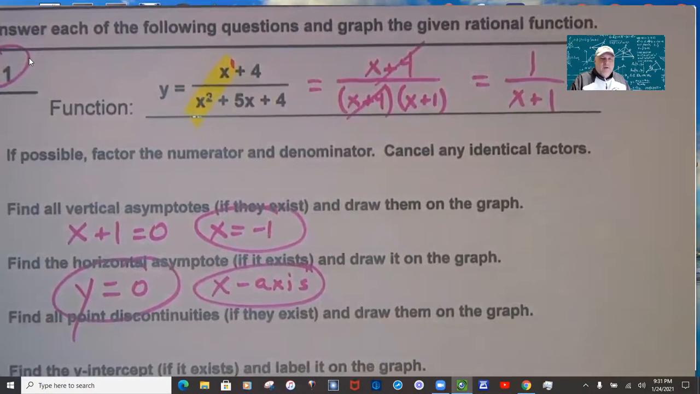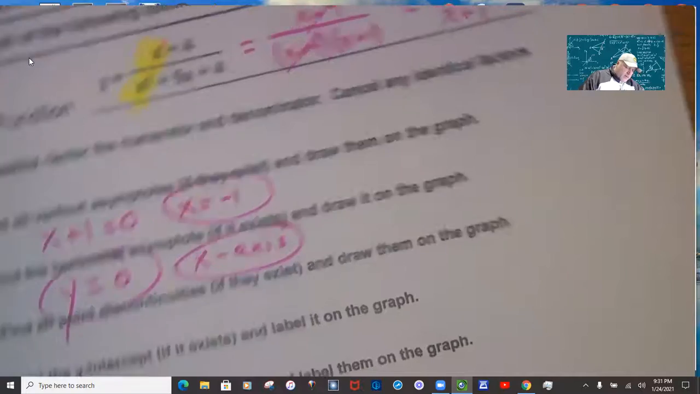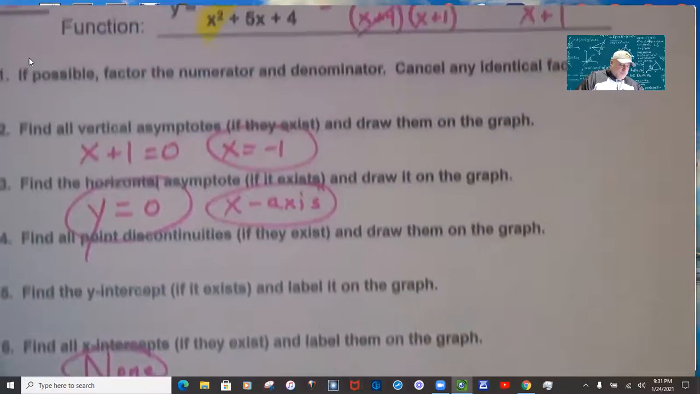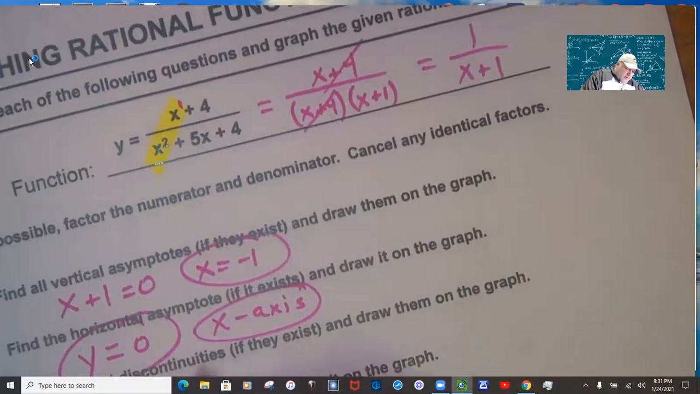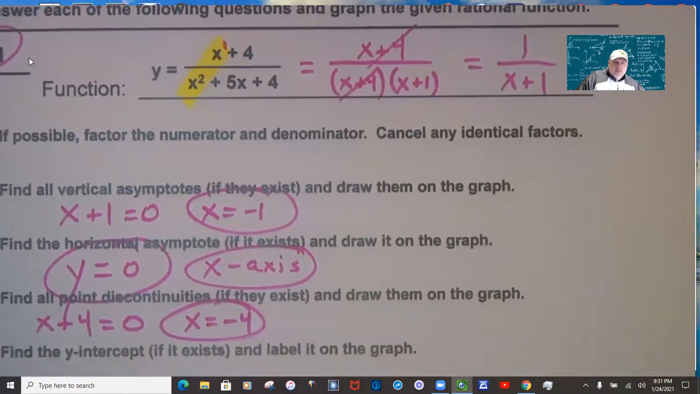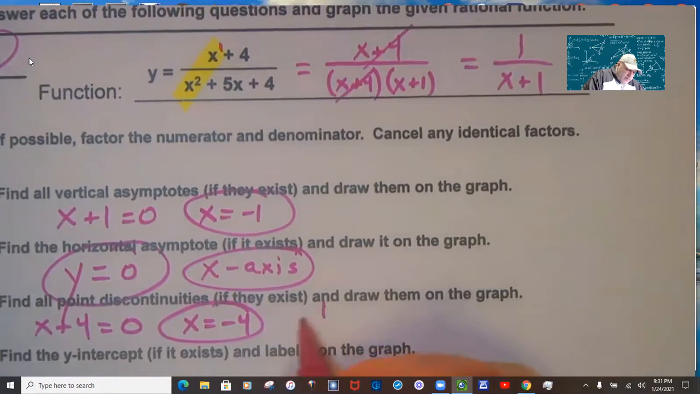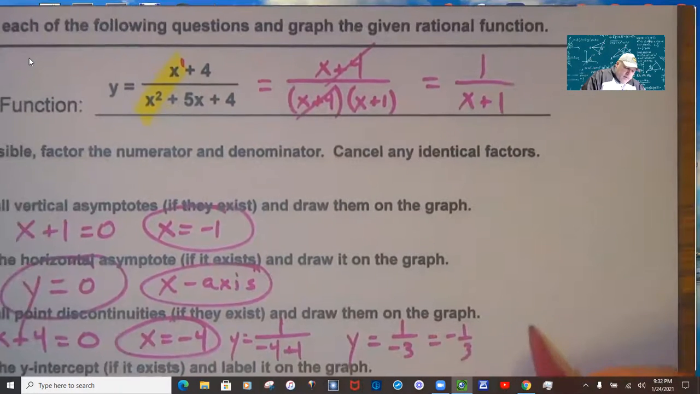If the x squared was in the numerator and the x to the first was in the denominator, then there would be none. So that tells me there's no oblique asymptotes. Again, we will deal with those later. Point discontinuities. We did cancel. So these exist when you cancel a factor, okay? And then you're going to put it into what's left over. This is what y is. So y would equal 1 over -3. So -4, and you need to write it as a coordinate.